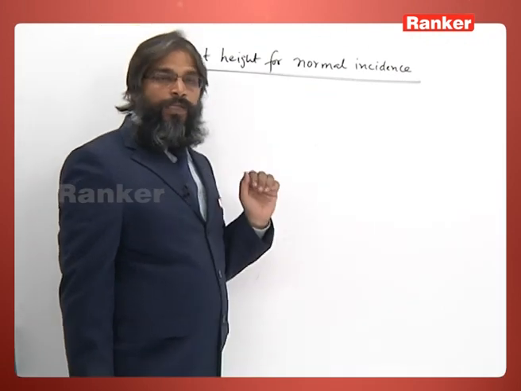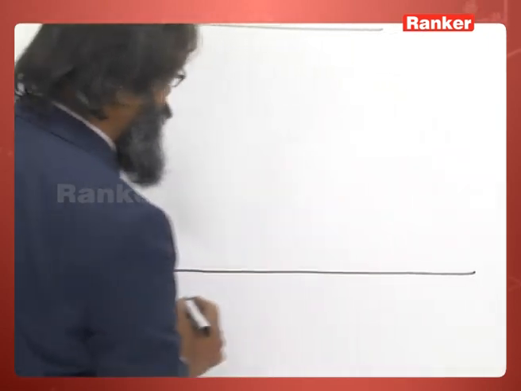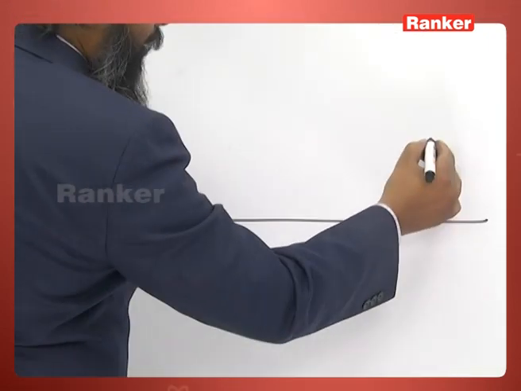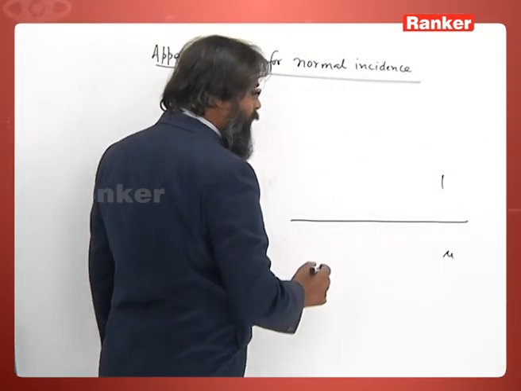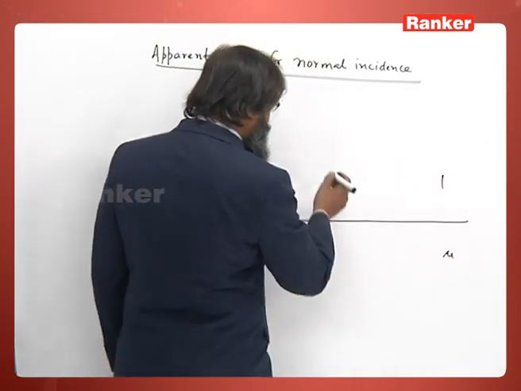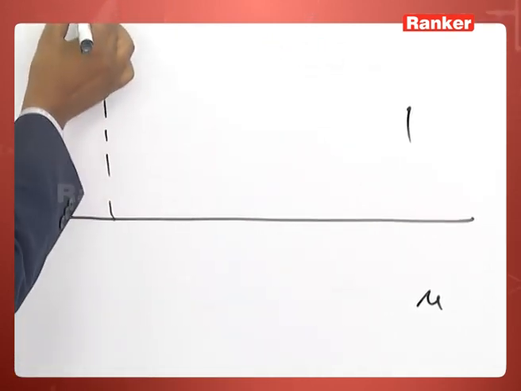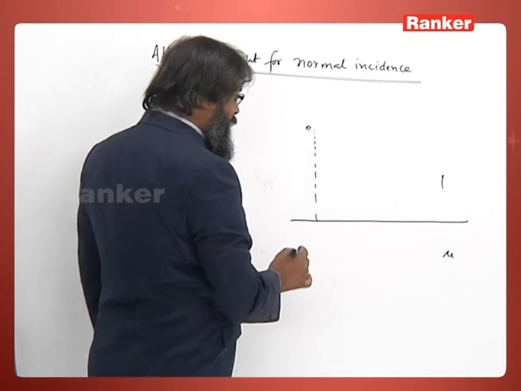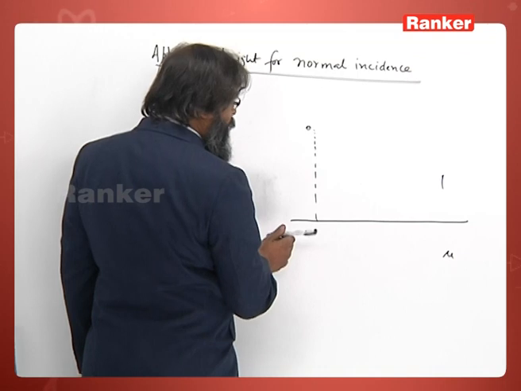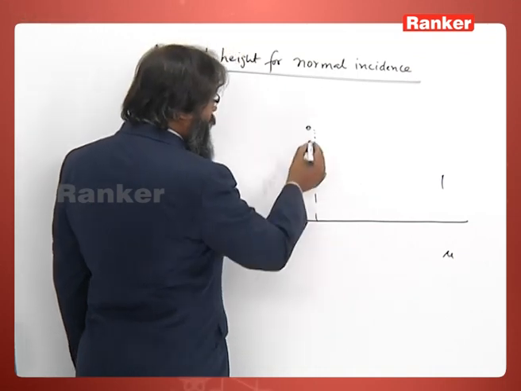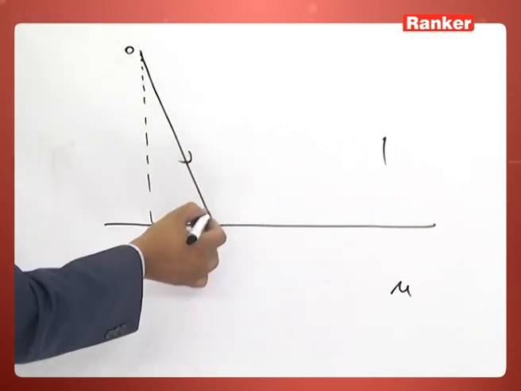Apparent height for normal incidence. Suppose this is a surface which separates two media, and here it has a refractive index mu. Suppose this is air and this is water, and here we have an object O, and we are seeing from this place, and the incidence is normal. So just consider a paraxial ray. This angle is very small.